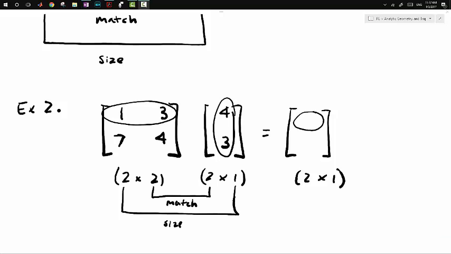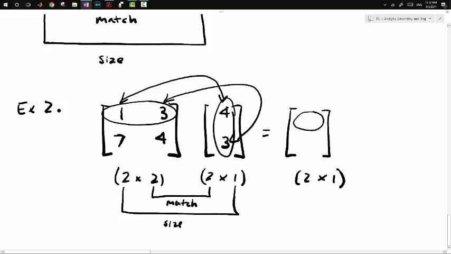So you're going to multiply 4 and 1 and add it to 3 times 3. So this first row, let me make this a little bit bigger. This first element is going to be 4 times 1 plus 3 times 3.